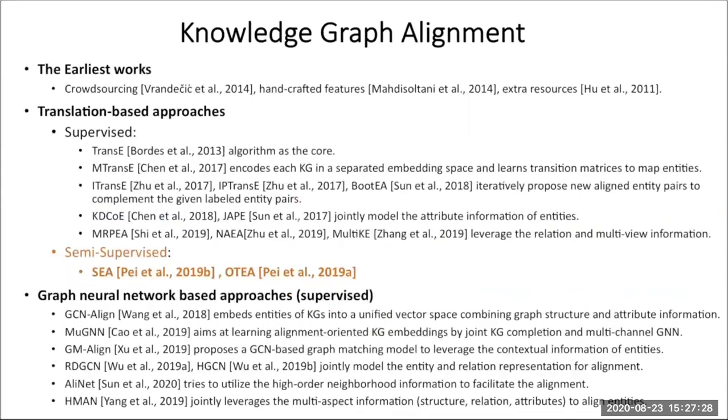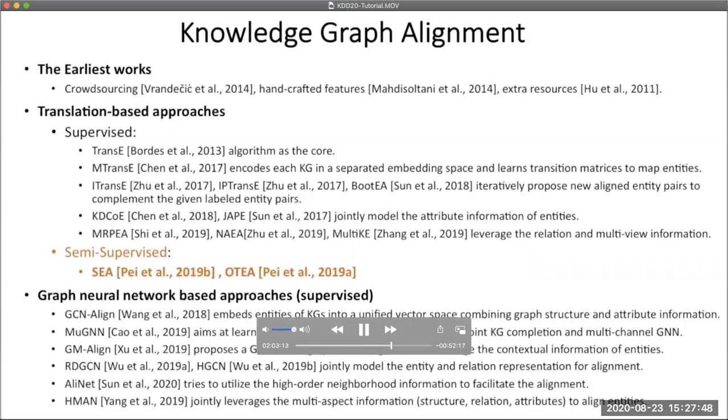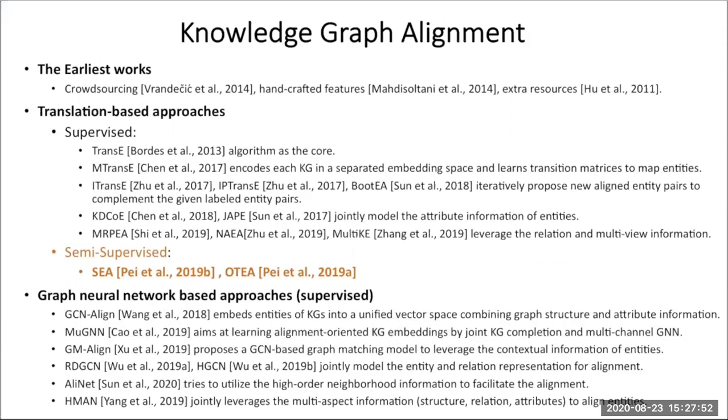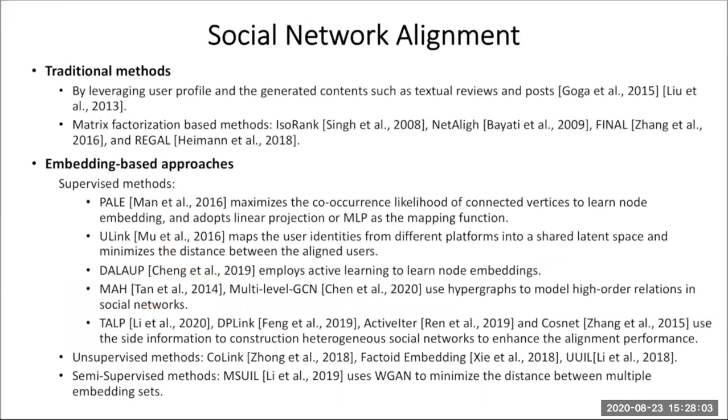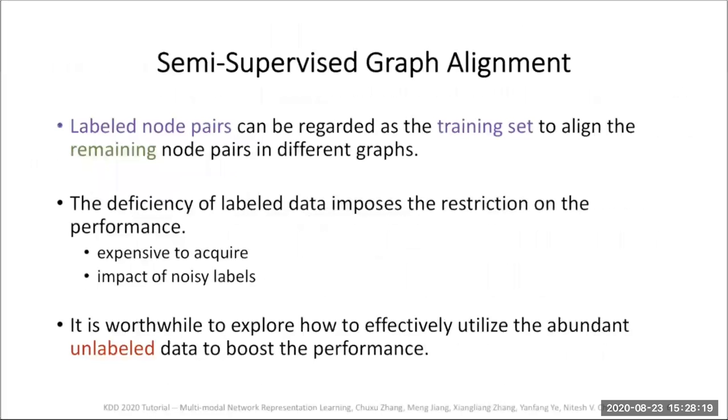Knowledge graph alignment has been studied in different ways. The earliest studies used crowdsourcing, handcrafted features, or extra resources. Translation-based approaches were mostly studied in a supervised way. This tutorial will cover two recent approaches in a semi-supervised way. Graph neural networks have also been very recently studied for graph alignment, and this reference work will be provided at the end of this tutorial. Social network alignment was studied in another branch, with traditional methods based on matrix factorization and also recent approaches based on supervised embedding. We focus on semi-supervised knowledge graph alignment in this tutorial.